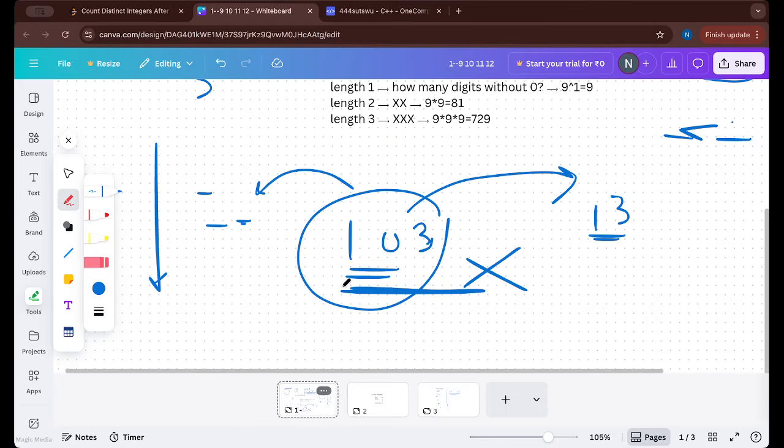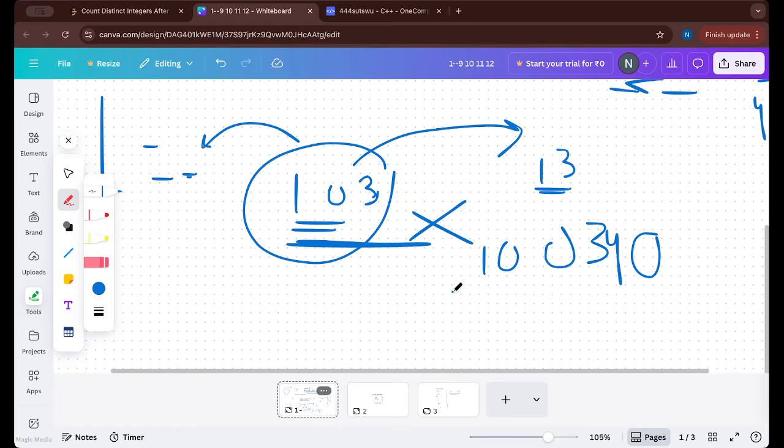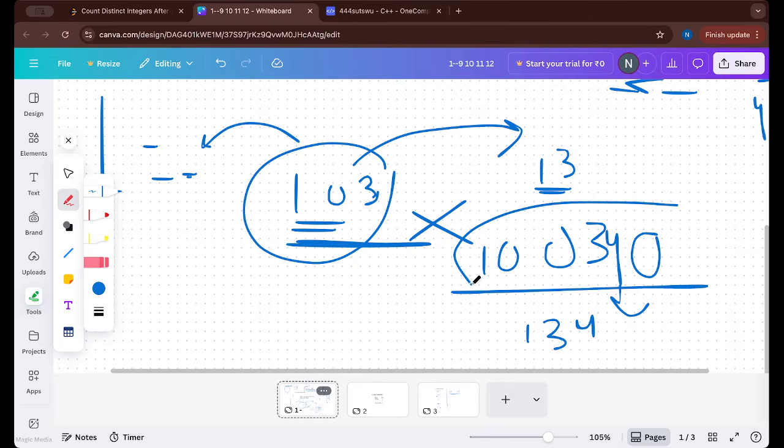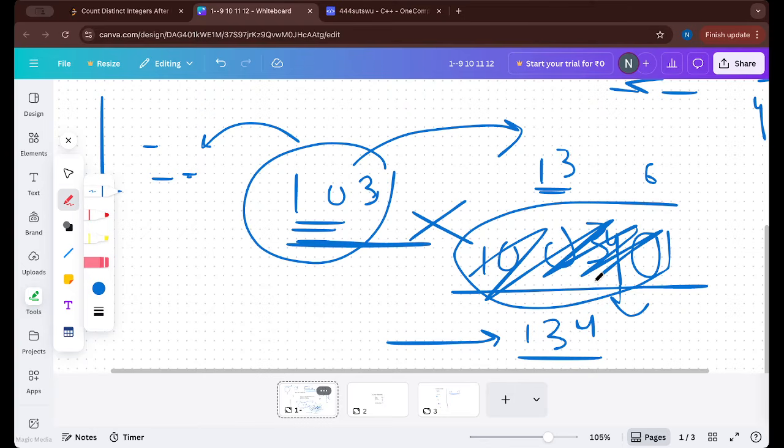These may have any number of zeros. For example, if the number is 100340, even if this is the number, we need not include zeros. So finally the number will be 134. So when we are doing the iteration for the numbers with 6 digits, the numbers with 3 digits are already done. We already counted this distinct number when we were considering the answer for 3 digits, right? So no need to count this anymore in 6 digits.